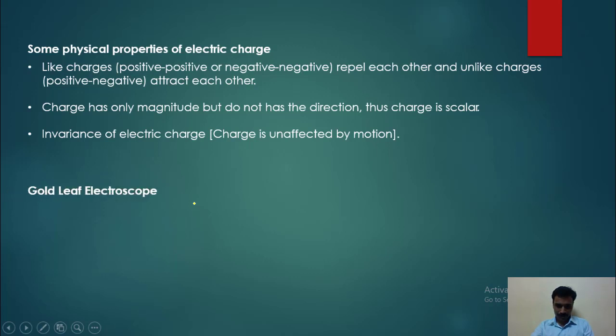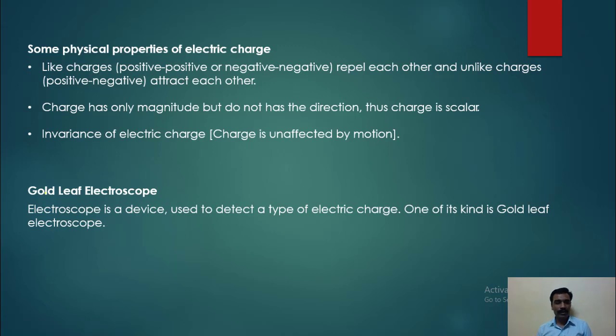Now, as per the syllabus, the next point is the gold leaf electroscope. Now, what is a gold leaf electroscope? It is an electroscope. Let's understand what an electroscope is. An electroscope is a device which detects the presence of a charge or the type of charge, meaning positive or negative. That instrument is called an electroscope. One of its kinds is the gold leaf electroscope. Remember this name because they may ask it for 1 mark, gold leaf electroscope.